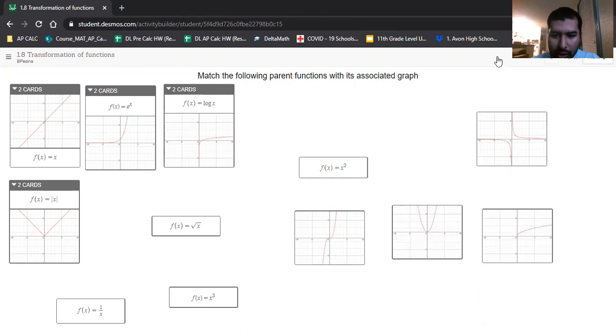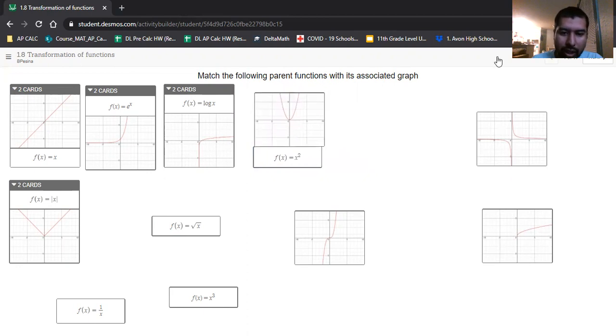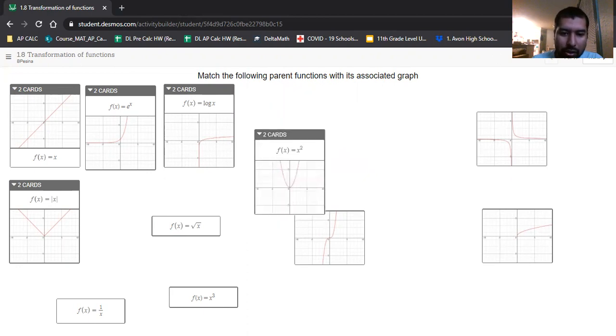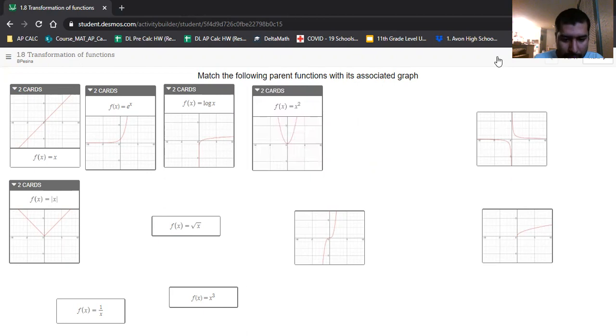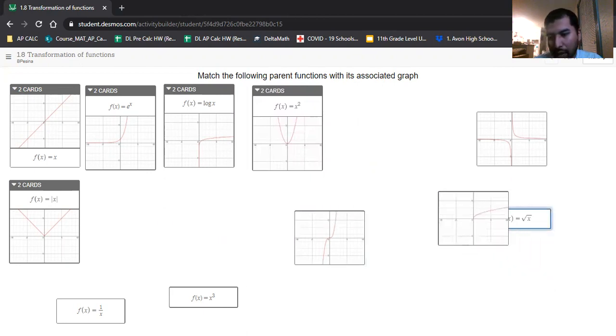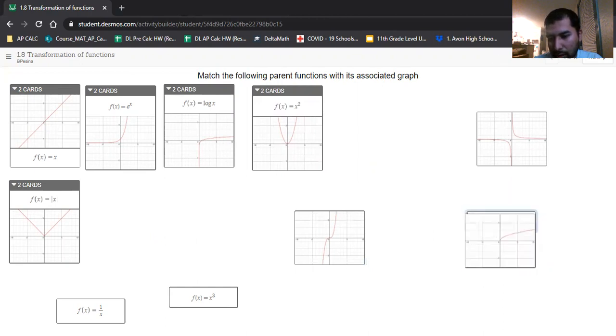Okay, let's go ahead and do x squared. So x squared, our quadratic, our happy face parabola, looks like this one. So here's my parabola. The square root of x is these two.